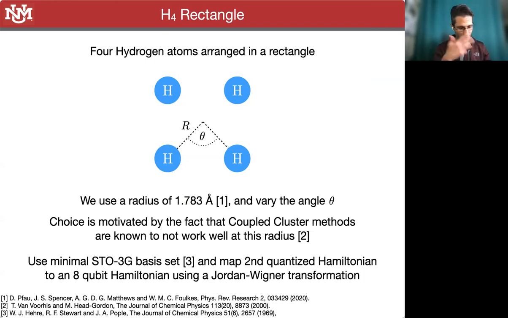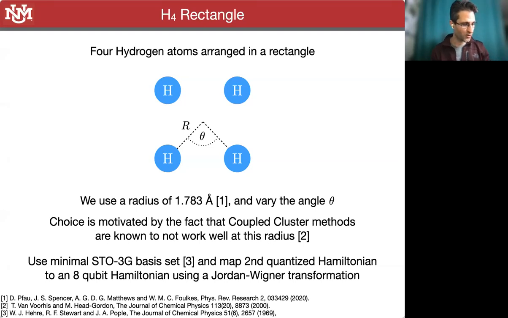With these molecular systems, you have to pick some basis set, and that gives you a second quantized fermionic Hamiltonian. Then we use Jordan-Wigner to map that Hamiltonian to a qubit Hamiltonian. For this problem, it's an 8-qubit Hamiltonian, which is nice because we can do a lot of numerical simulations with 8 qubits.